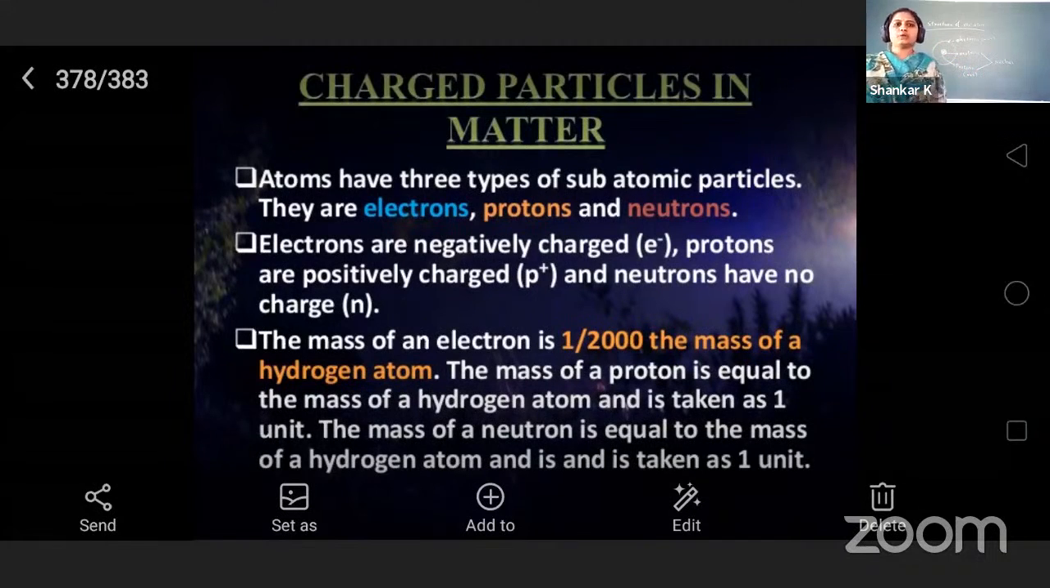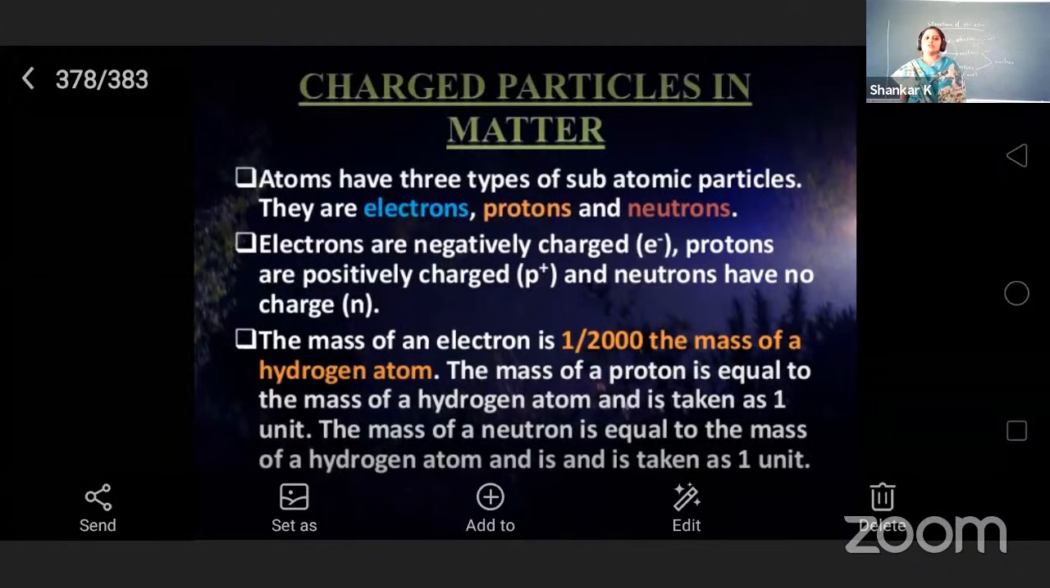Okay, now we come back. Atoms have three types of subatomic particles. Three types means what are they? Protons, electrons, and neutrons. Electrons are negatively charged, and we recognize this with the letter E. Protons are positively charged, and we say P, positive, plus. Neutrons have no charge, and are represented by the letter N.